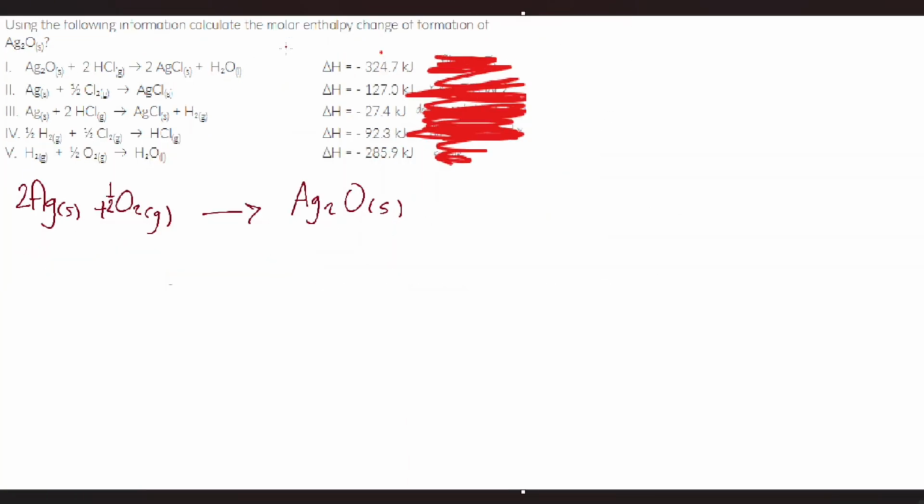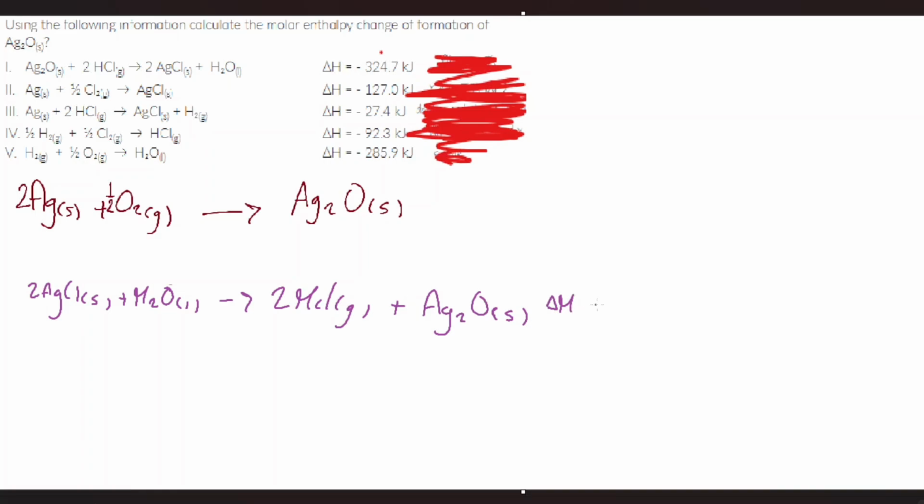Let's see. Which one has Ag2O as a reactant? Reaction 1. That is it. The only one that has Ag2O as a reactant. The first one, at least. So, what do you reckon we do here? Because Ag2O right here is a reactant, we're going to flip the entire thing and multiply the enthalpy by -1. So, let's do that right now. And then our molar enthalpy here is going to be 324.7 kilojoules. Perfect.